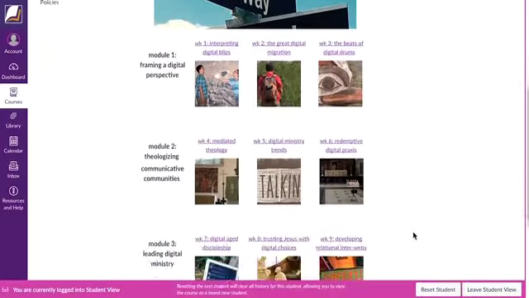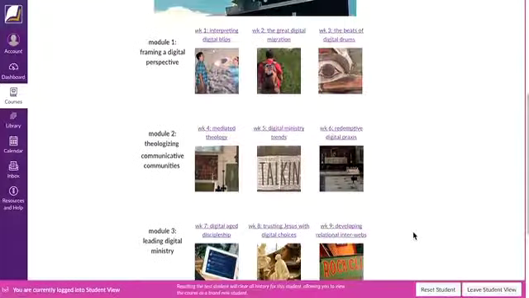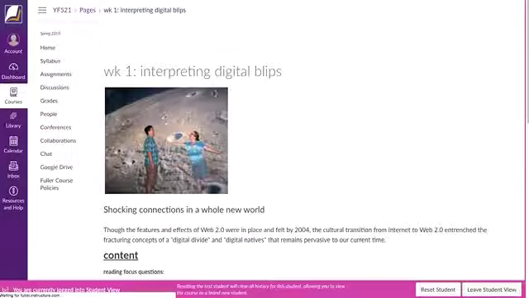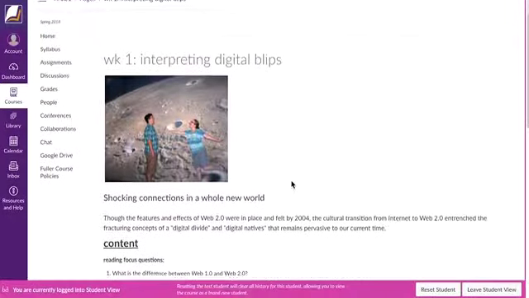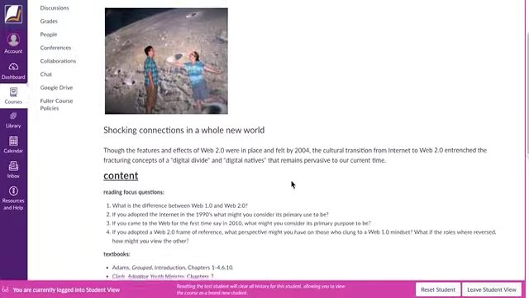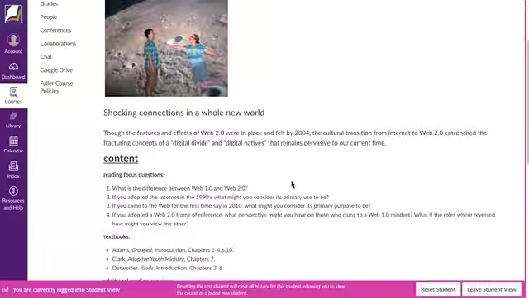You'll notice the class is broken into 3 modules. Each module has 3 parts, 1 part per week. So interpreting digital blips would be week 1. A week starts on Monday and ends on Sunday night. Every time you open it, everything you need for that week will be in this particular space.